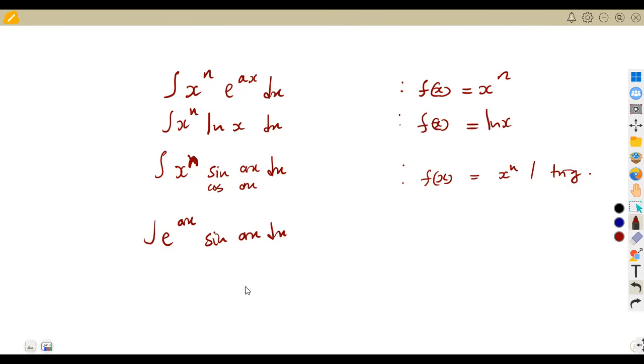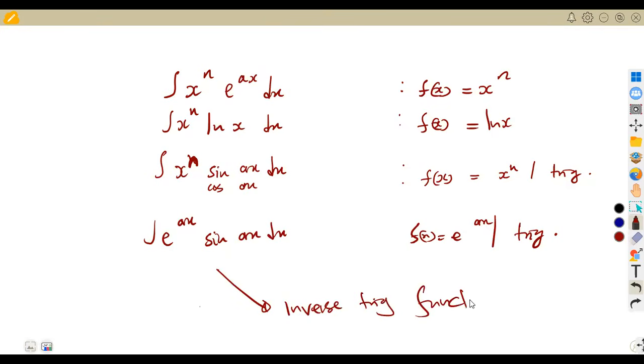When you are given this, you can take any. Your f of x can be an exponential, or your f of x can be a trig. You can choose whatever you want on a condition like that. And we have integration. Again, we're going to apply this on integration of the inverse trig functions. Inverse trig functions also need us to use integration by parts.